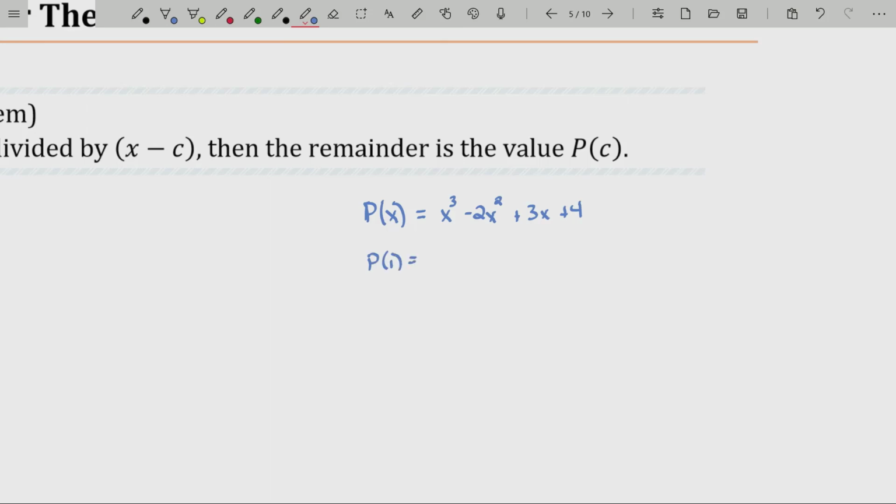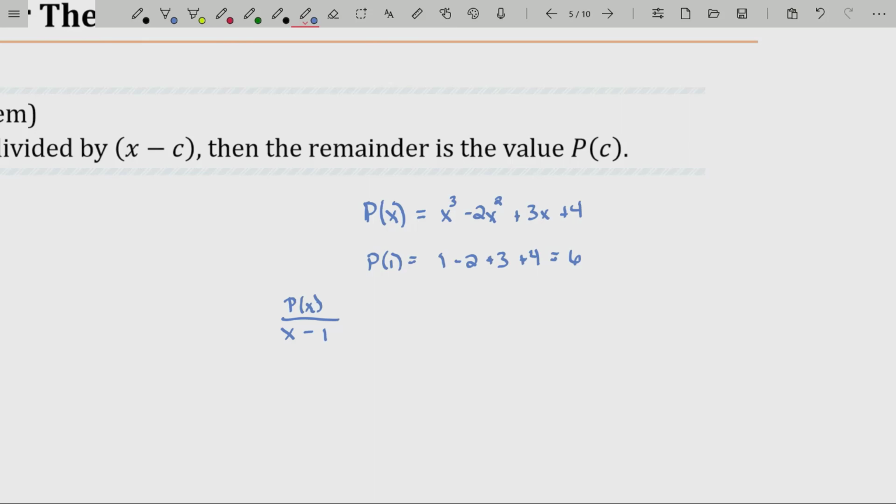Well, obviously, you could just plug 1 in. You get 1 minus 2 plus 3 and then plus 4. And that is pretty simple: 8 minus 2, which is 6. Very, very easy to do. However, suppose instead that you took that p of x and you wanted to divide it by x minus 1. What would that turn into? More specifically, what would the remainder be?